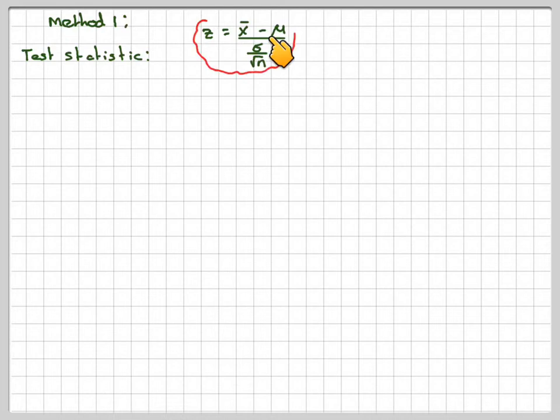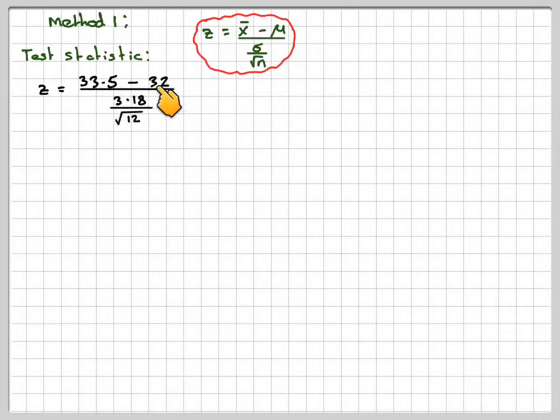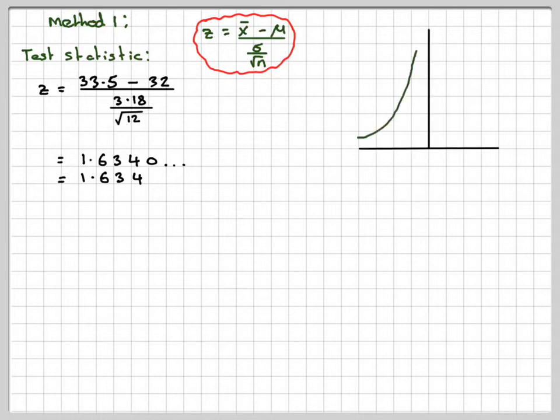There are 2 ways to do the test. Method 1, you calculate the test statistic. So you calculate a value of z using X bar minus the mean, over the standard deviation over the square root of n. So it's going to be 33.5 minus the population mean 32, divided by 3.18 divided by the square root of 12. That gives 1.6340, which is 1.634. You can draw a little diagram, so it's an upper tail test.